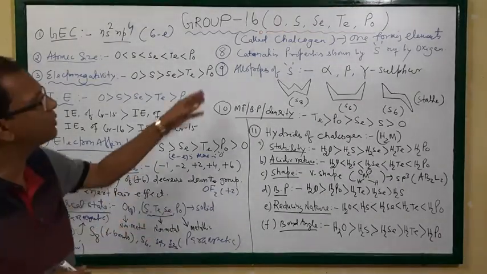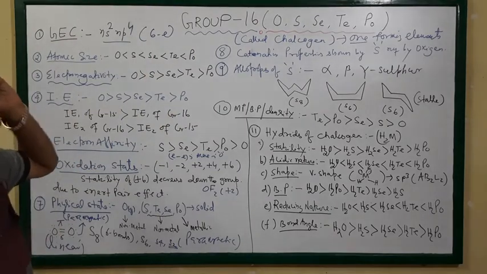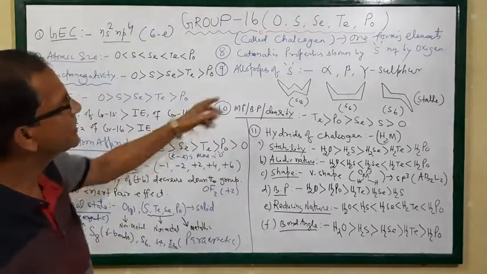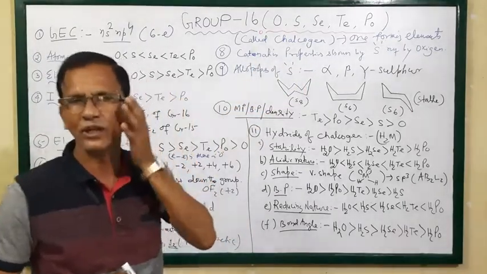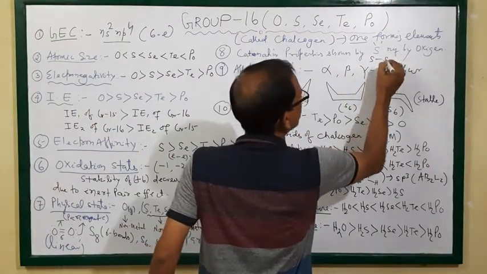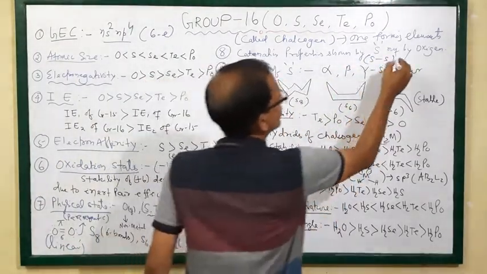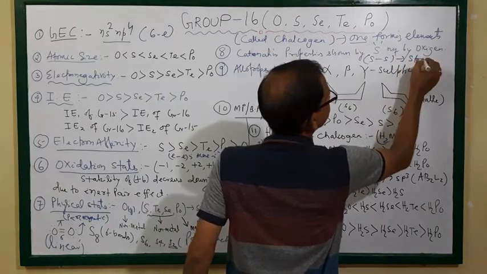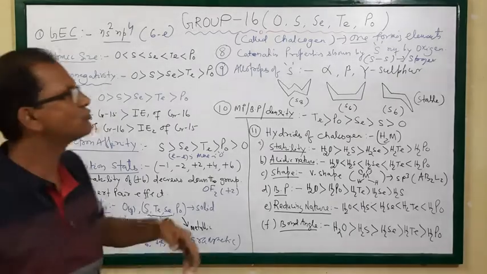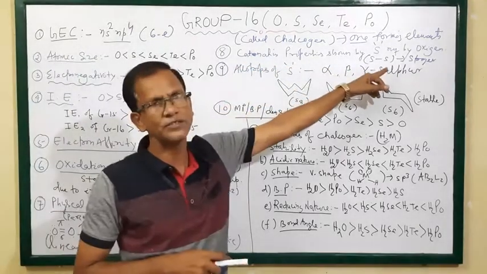Then the next very important property, catenation. We know the catenation property; in this group it is shown only by sulfur, because the sulfur-sulfur bond is stronger compared to other elements. That's why sulfur shows the catenation property.